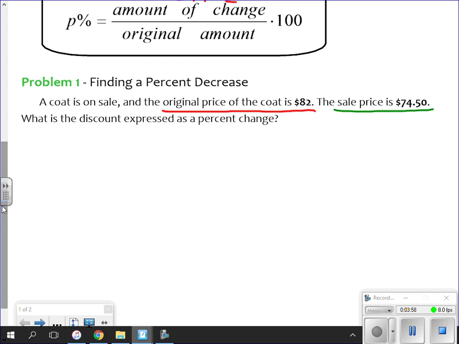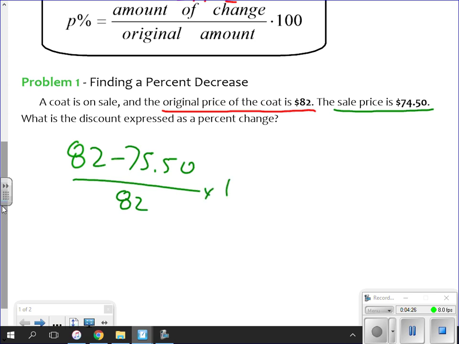So you want to use the big number minus the small number. Which one's bigger? 82. Come on, I know it's Monday morning, but still, it's not that hard to do. 82 minus 74.50. What's the original price? The original price is 82. So I divide that by 82, and then I multiply that whole thing times 100.